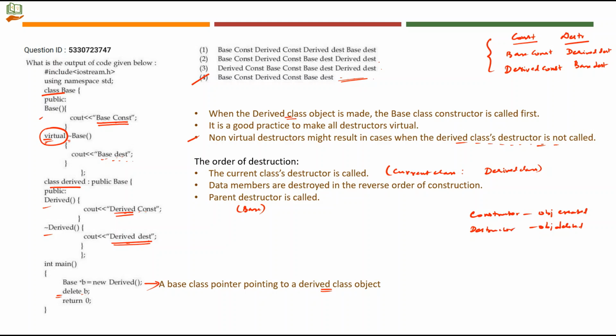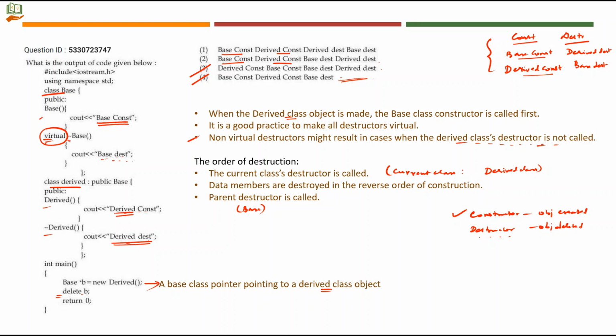So the output will have the constructor set of statements first. What is the constructor set of statements? First the base constructor is called, then the derived constructor is called. We should start with the base constructor. Two options are starting with the base constructor. So we will rule out even option 3. Base constructor and derived constructor are here. Base constructor and derived constructor are here. So the constructor part is done. Now what about the destructor? We have to go with the order of derived and base.